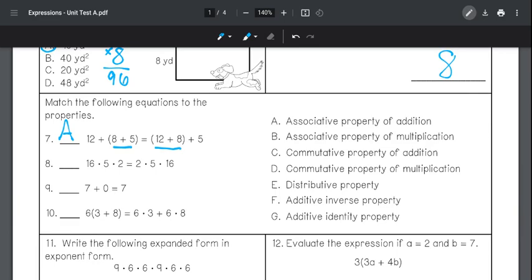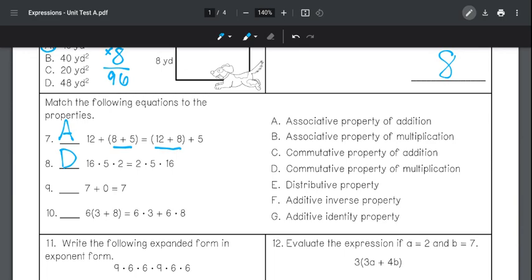Number 8, 16 times 5 times 2 is the same thing as 2 times 5 times 16. All the same numbers are being used, but they're just being used in a different order. It's like driving to 3 different places and then going back to those 3 places the next day, but in a different order. When we have that, we're talking about the commutative property. Since there are multiplication signs in the middle, the answer is D.